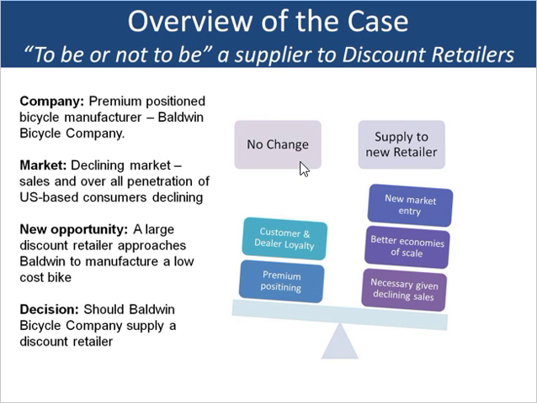The case itself, again, please do read the textbook for more details, but at a high level, we have a premium market manufacturer, Baldwin Manufacturing Company, that makes high-end bikes with a lot of customer and dealer loyalty, and they are in a declining industry. They have been approached to be a supplier to a chain called High Value Store Chain, where they've been asked to basically build cheaper, low-end bikes for the normal user.